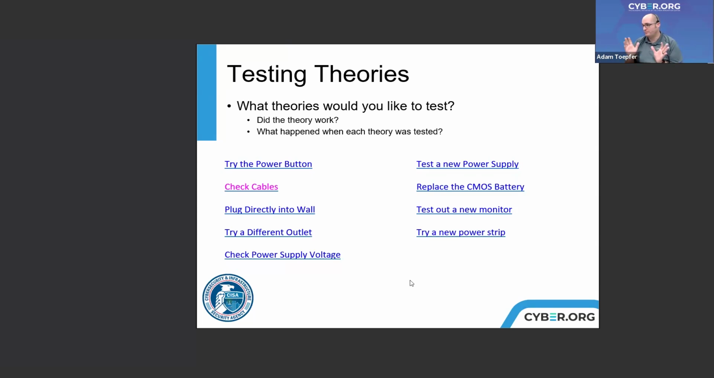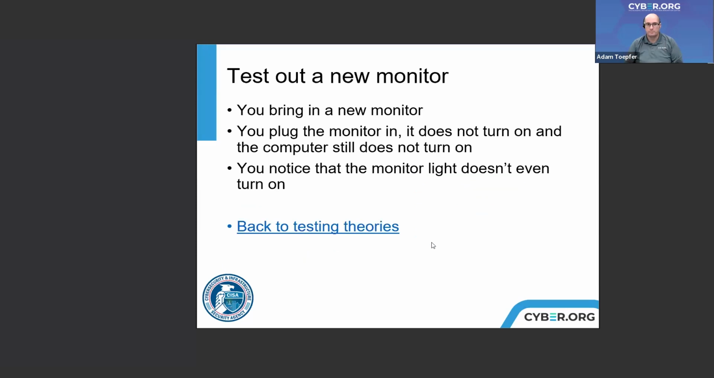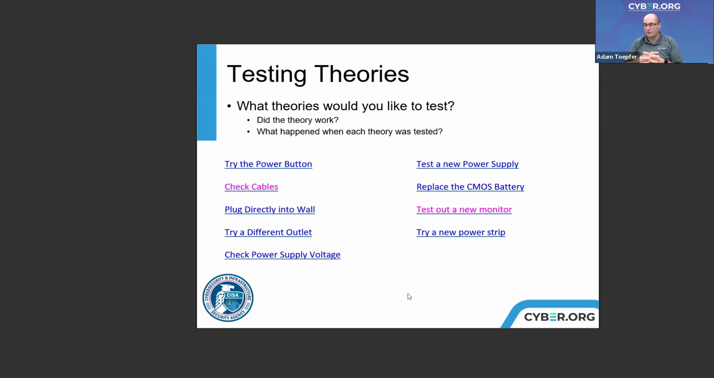How about we try a new monitor just to see? Okay, so we bring a whole new monitor in. We plug the monitor in. It does not turn on, and the computer still does not turn on. Well, that's kind of weird. We notice the monitor's light does not even turn on. So that tells me there's no power going to the computer from the outlet, right? If the monitor doesn't even turn on.